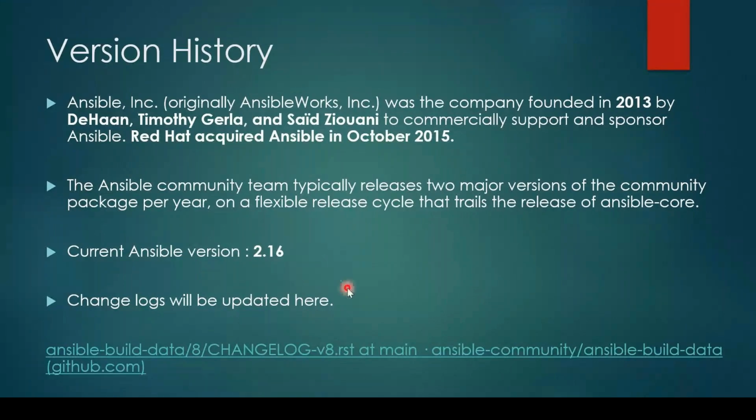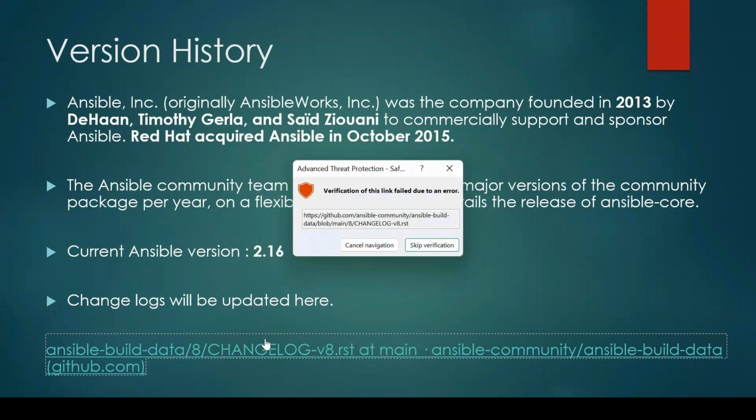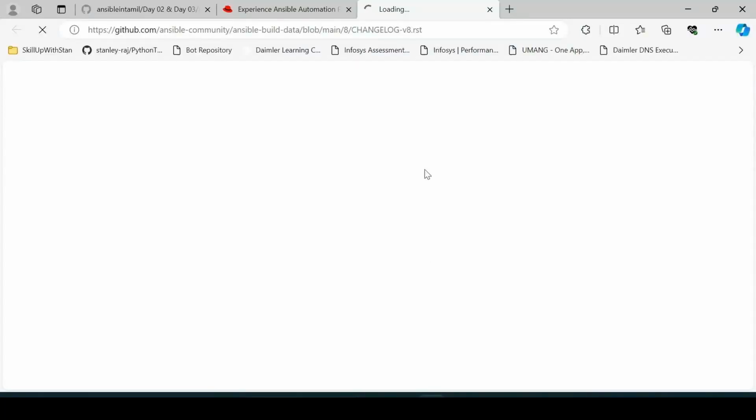You can get the change logs for each version. We have the GitHub page. Under the GitHub Ansible community, you can find the change log for all versions.